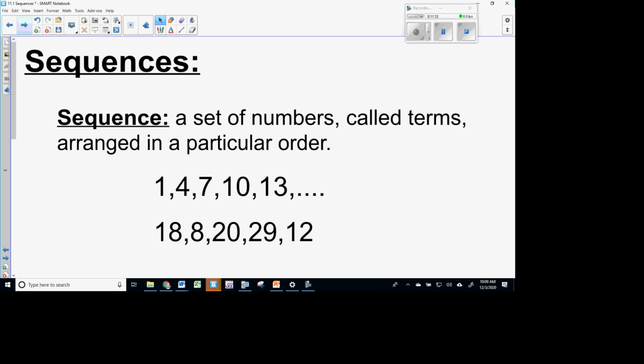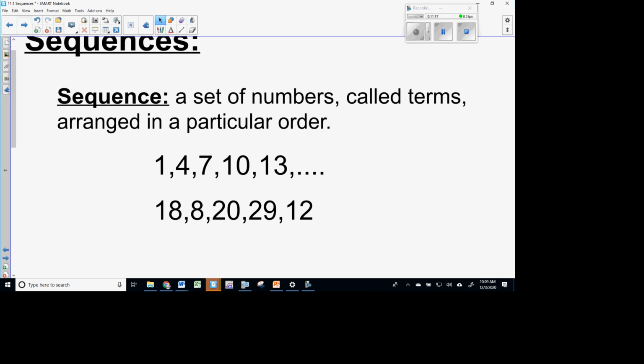All right, so a sequence. A sequence is just a set of numbers, called terms, arranged in a particular order. It could be a very mathematical order: 1, 4, 7, 10, 13. Add 3 to get the next term.